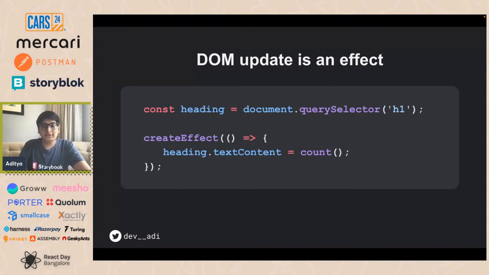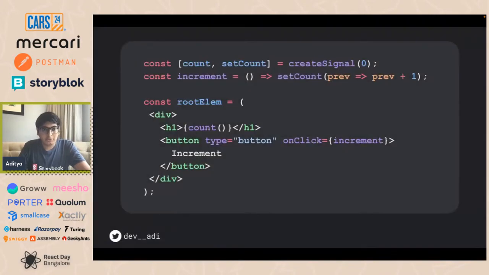But writing this kind of imperative DOM update is not what we expect from a modern framework. And personally, I like JSX very much for templating, and Solid likes that too. So here's how we could do a similar counter in Solid. We have a createSignal count and we have an increment function. And then there's some JSX where in a heading we can pass count. And again, notice the count is being called, count is not a value. And then there's a button on which, on click, we pass increment. So this is pretty standard JSX.